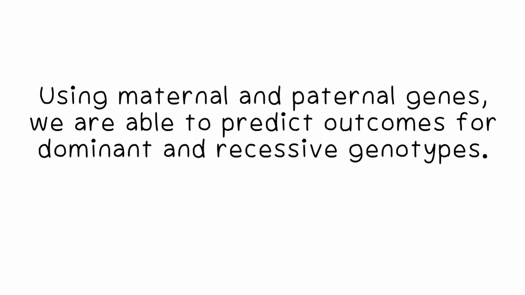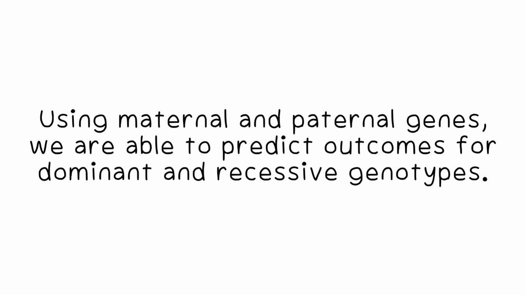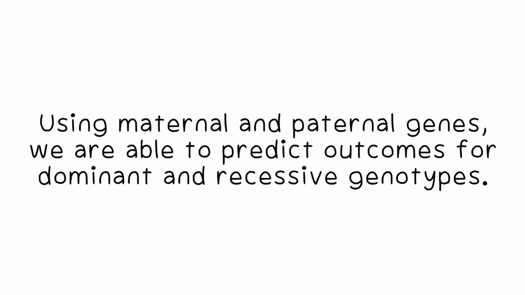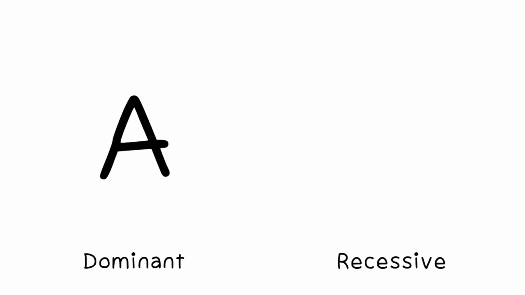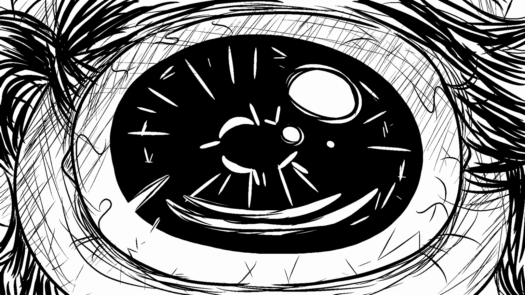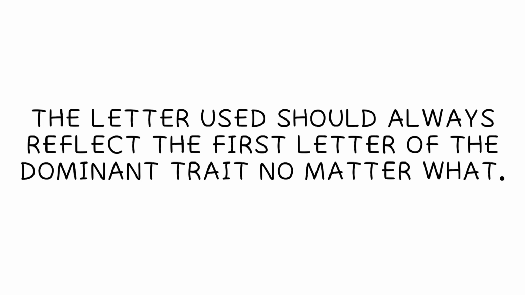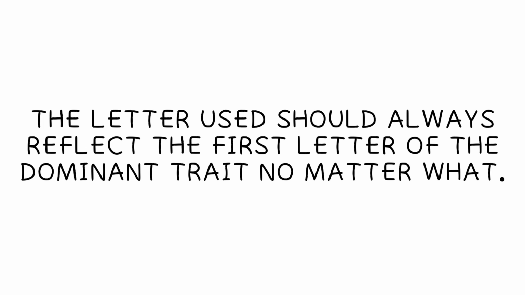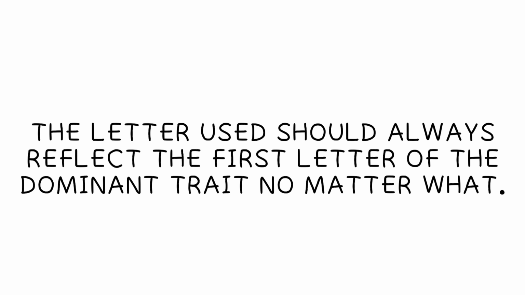Okay. Well, using maternal and paternal genes, we are able to predict outcomes for dominant and recessive genotypes. How do we know which ones are dominant and which ones are recessive? I mean, I just got introduced to these things. Well, sorry, I'm quite sick today. Oh, it's alright. Okay. Well, we capitalize the dominant one, and then we use a lowercase letter for the recessive. Oh, and remember this. The letter used for the genotype should always reflect the first letter of the dominant gene no matter what. Everyone keeps messing this up.